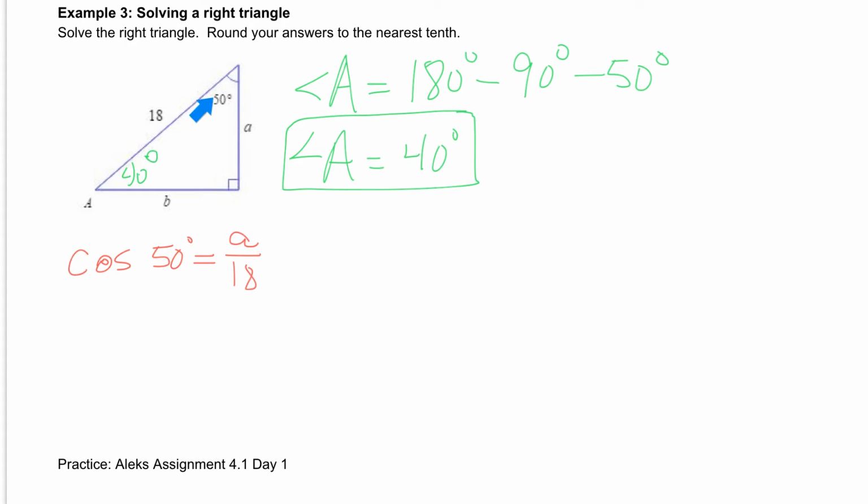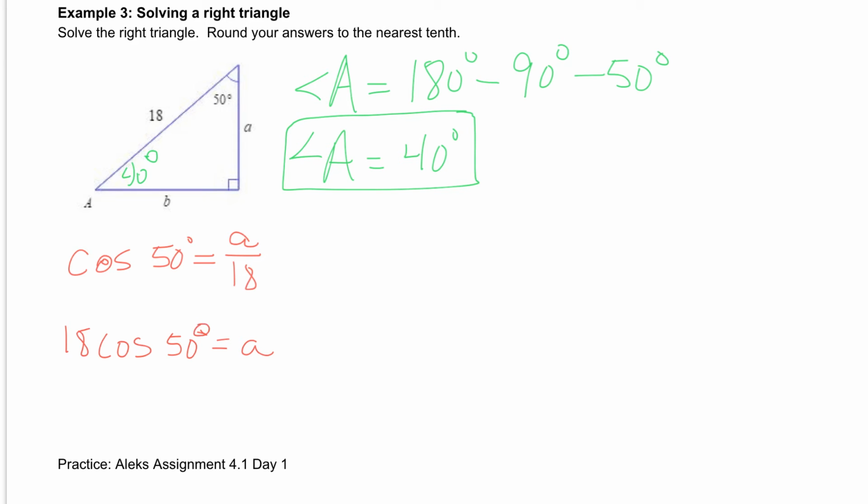Now remember, I didn't have to use the 50 degrees. I could have used the 40. If I would have used the 40, I would have had the opposite and the adjacent, which means I'd be using the sine function. But if I go back here to solve for A, all I have to do is multiply both sides by the 18. And I get 18 times the cosine of 50 degrees equal to A.